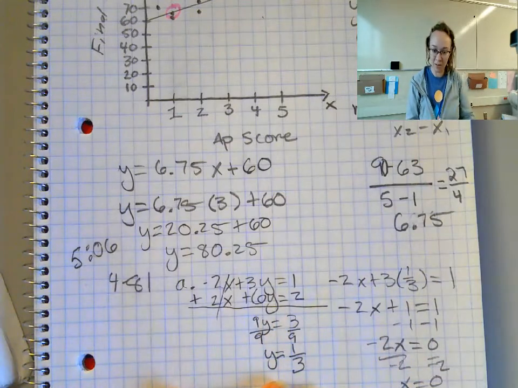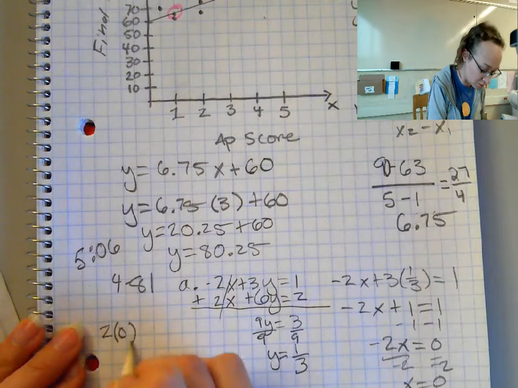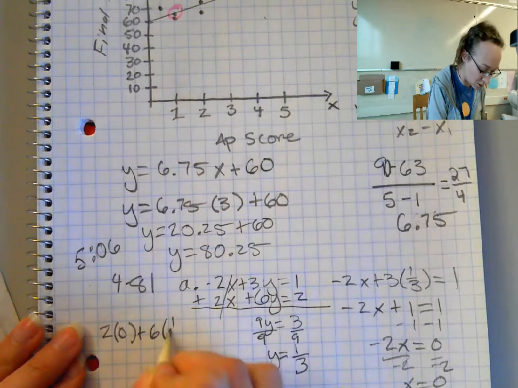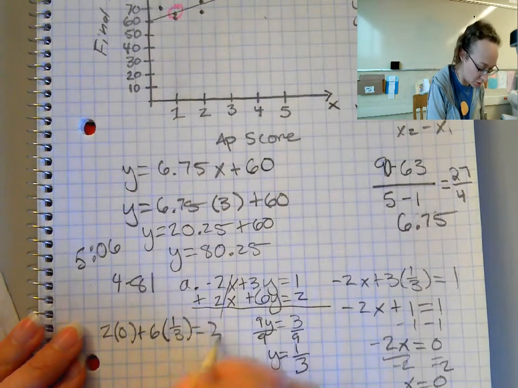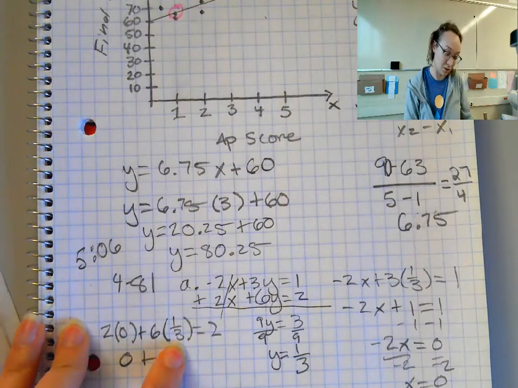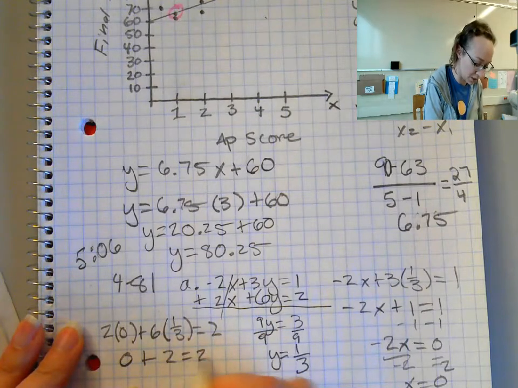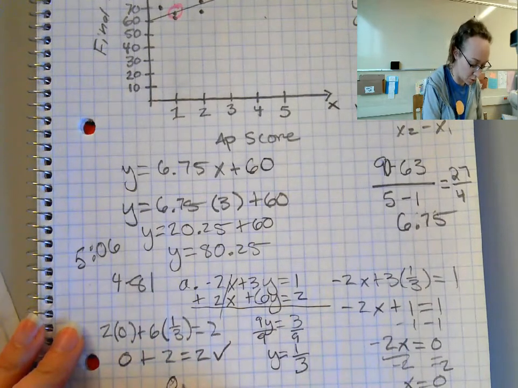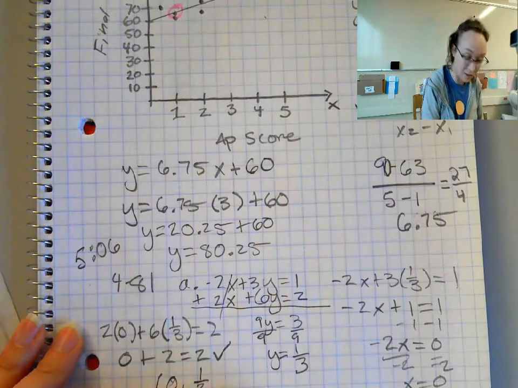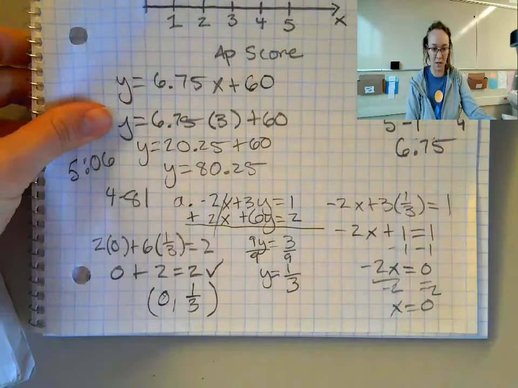I'm then going to check by plugging into the other equation. So 2 times 0 plus 6 times 1/3 equals 2. 0, 6 times 1/3, that's like 6/3, which is in fact 2. So that is a true statement. So (0, 1/3) is our answer for 81A.